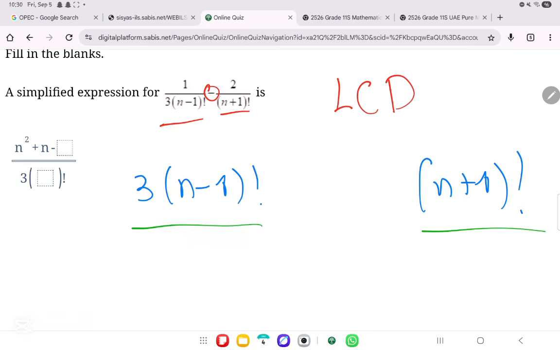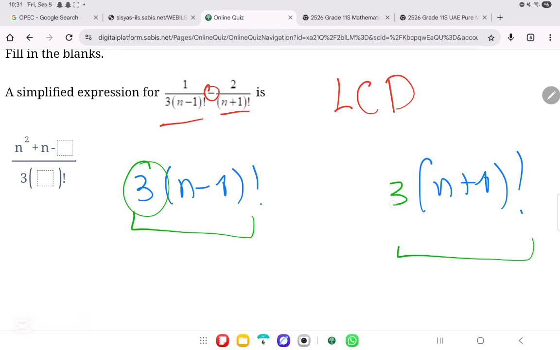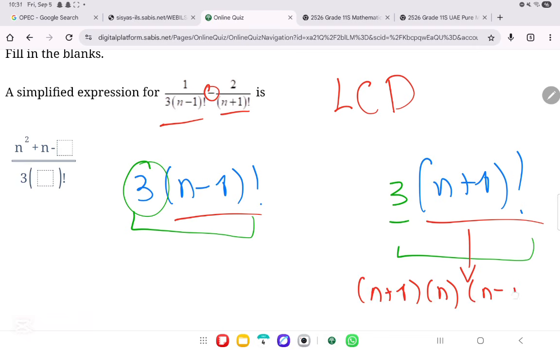Now, let us look over here and over here. What do we have in this value that we do not have in the other? First of all, there's a 3 times n minus 1 factorial, but there's no 3 here. So you will need to bring a 3 over here. Now, the next part is very important. You have n minus 1 factorial and n plus 1 factorial. Which one is bigger? For sure, n plus 1 factorial is bigger. So we will need to expand it until we reach n minus 1 factorial. So it's n plus 1 times n times n minus 1 factorial.